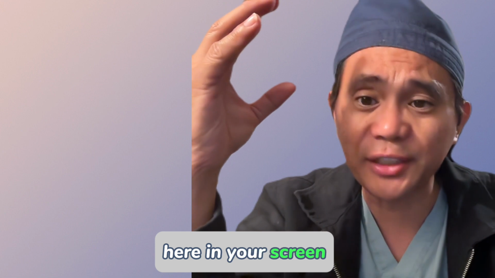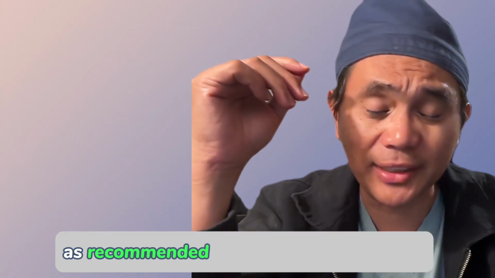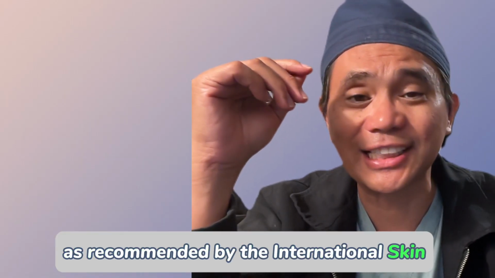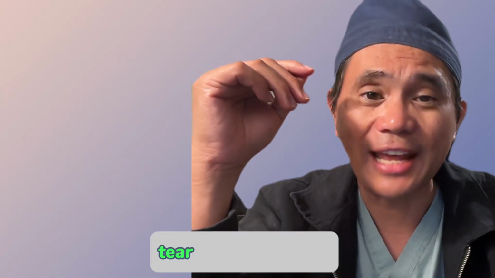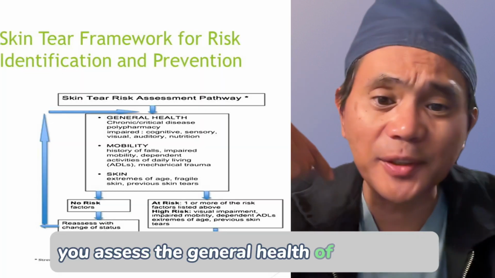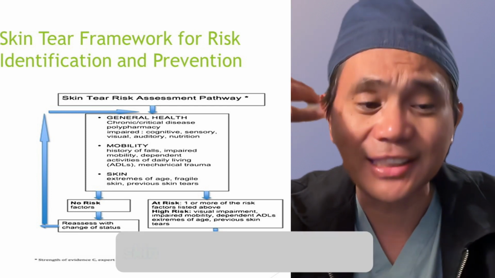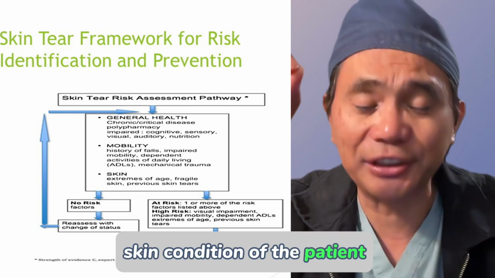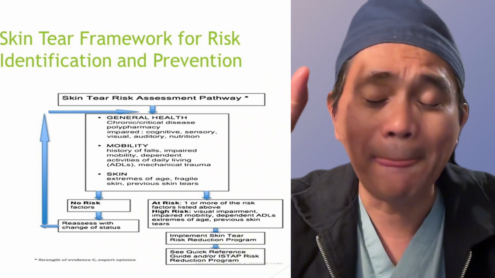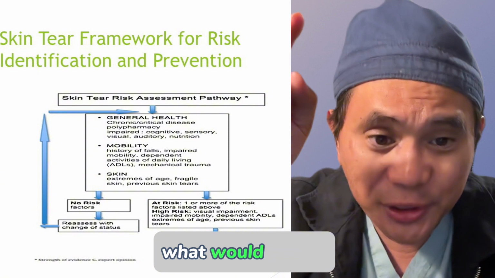Here on your screen, you can see the skin tear framework for risk identification and prevention as recommended by the International Skin Tear Advisory Panel. So you assess the general health of the patient, the mobility status of the patient, and the skin condition of the patient. Okay, so if you identify patients who are at risk, what would you do?